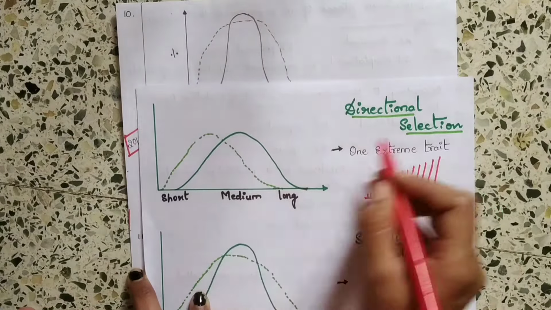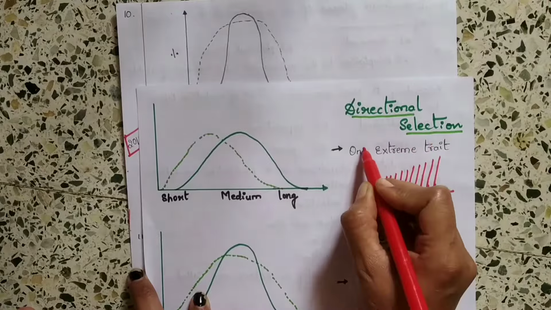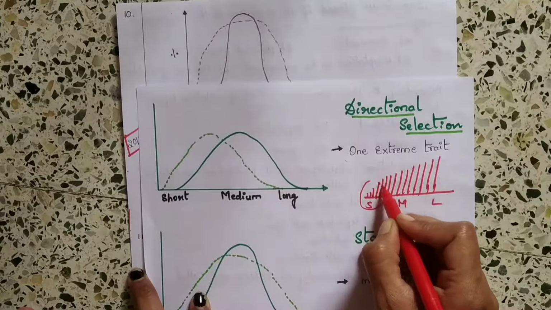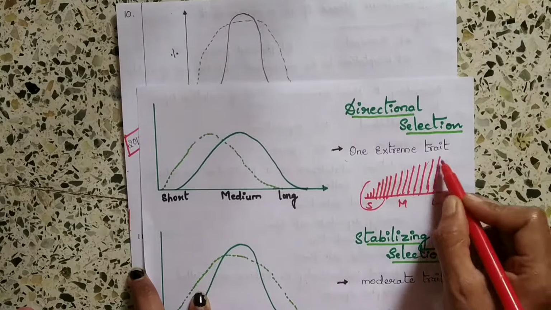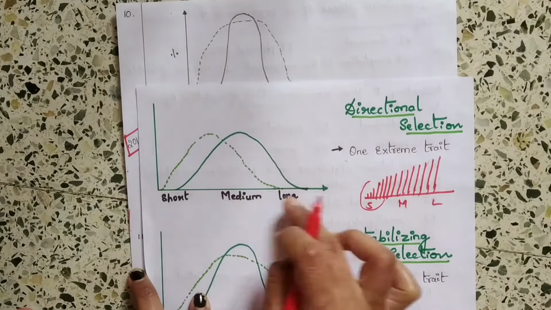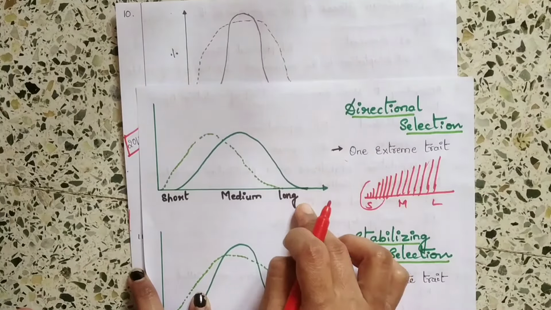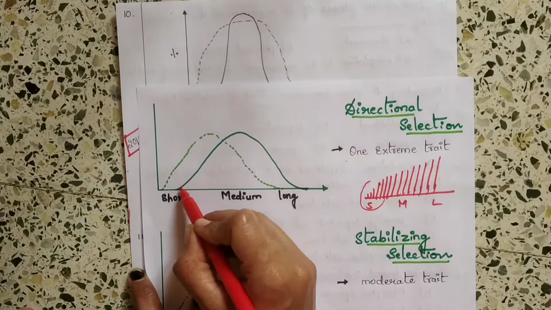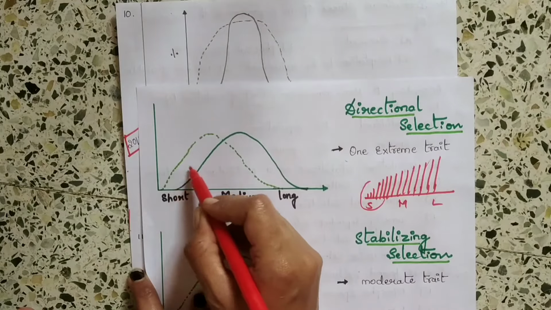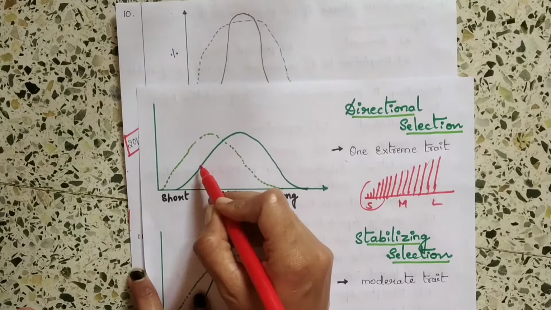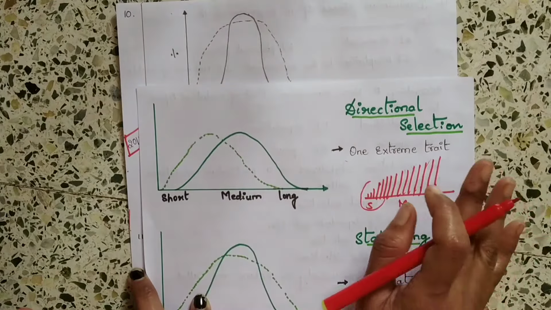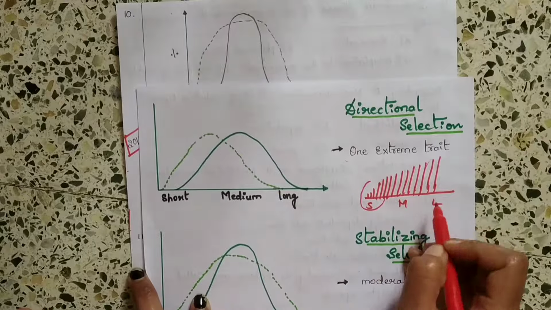In directional selection, they will select only one extreme trait. They may select only the short trait, or the long trait, any one extreme. So here you can see this is the evolved one, this is the original. They selected only one extreme trait, and that's why it is directional selection. I am explaining in a very simple manner. It is very easy to understand if you remember the diagram.